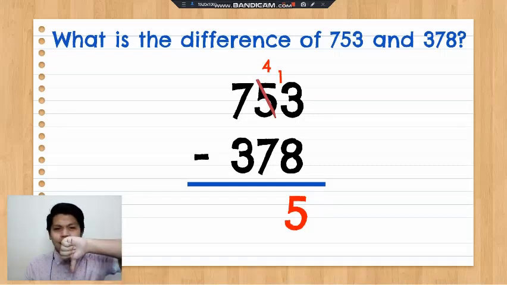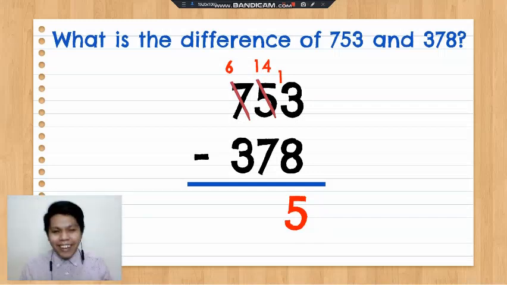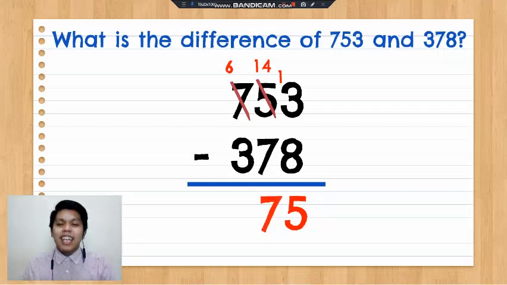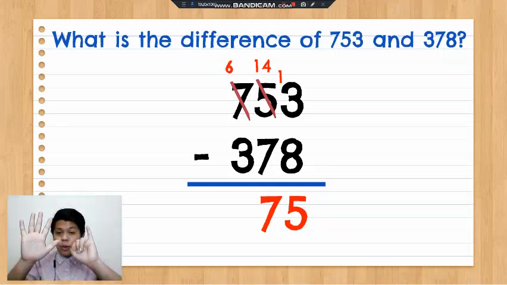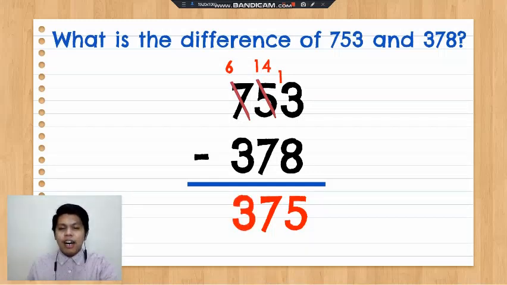Let's now go to 4 minus 7. Can be or cannot be? It cannot be. Now, remember, you have to borrow from the next place value, which is the hundreds. Now 7 will be 6, and 4 will be 14. Now, 14 minus 7, you can mentally solve that. That is, well done, it's 7. Now, last step, 6 minus 3. 6, take away 1, 2, 3. It will be 3. So that is 375.